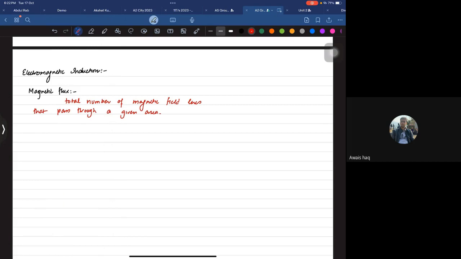So, magnetic flux can also be defined as the product of magnetic field strength B and the perpendicular area A.